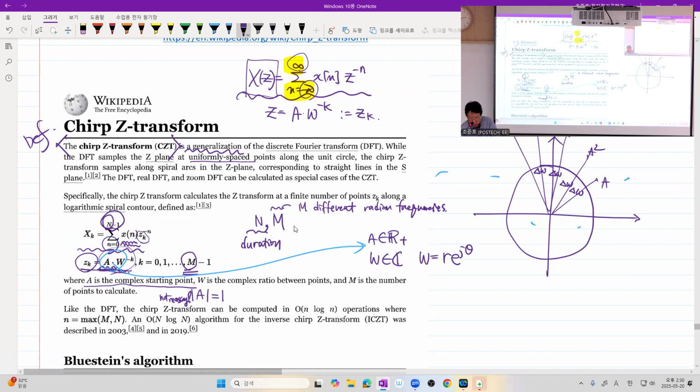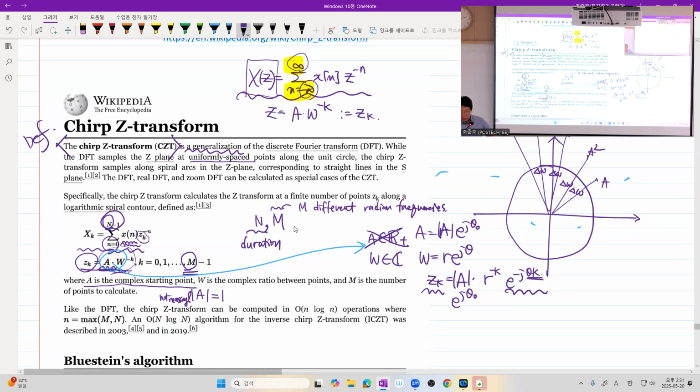So G sub K is basically A times R raised to the power of K and e to the negative j theta K. Got it? So these G sub Ks have uniform spacing. By the way, A may have extra phase if we assume that this has A e to the j theta 0. Okay. This is more general.